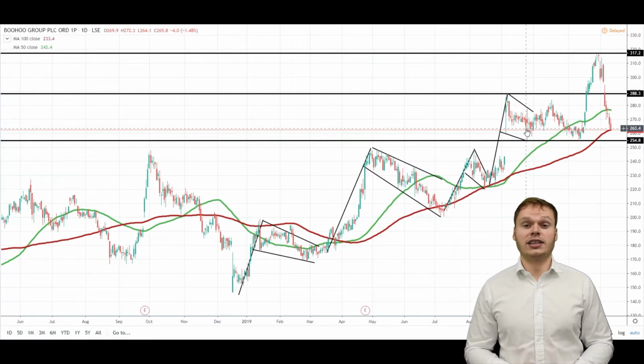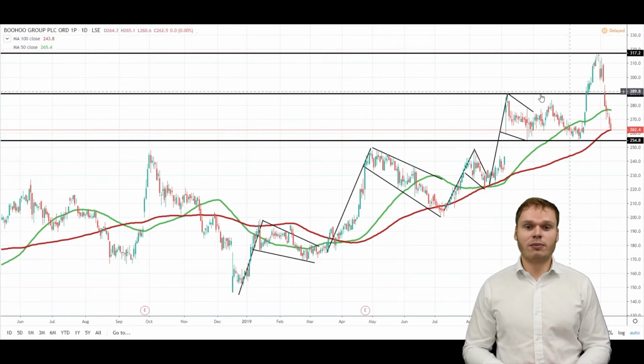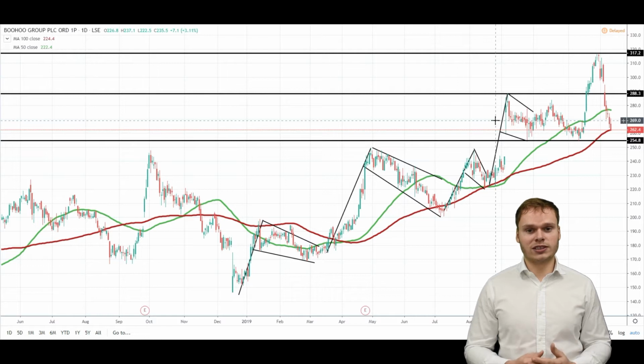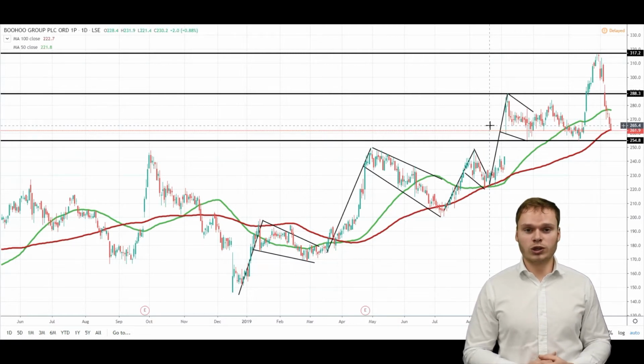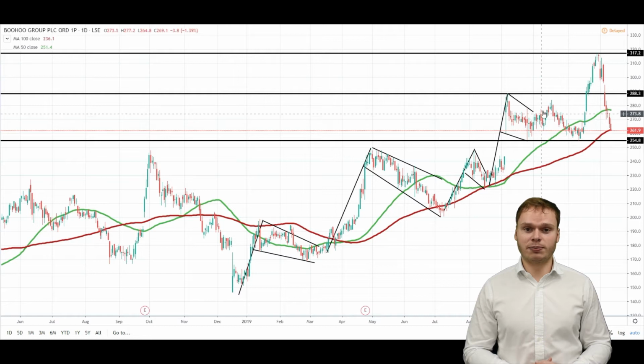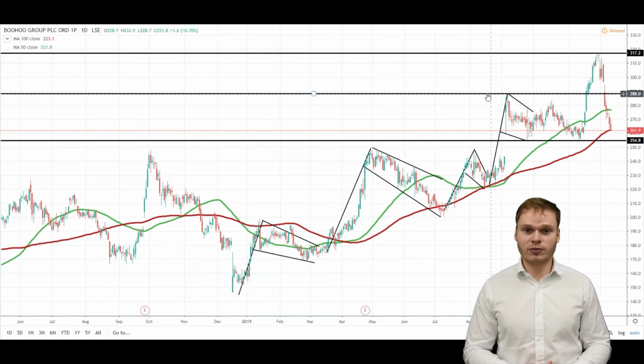Another key thing is support and resistance levels. This is based on the Fibonacci sequence. It's the idea that prices will always have support and resistance at certain levels, so it's kind of retracing previous prices. You can see that Boohoo was initially operating between this band here, between the 255 support level and the 288 resistance level.